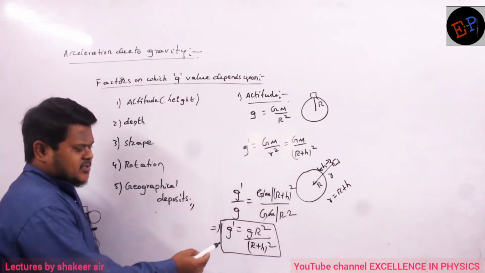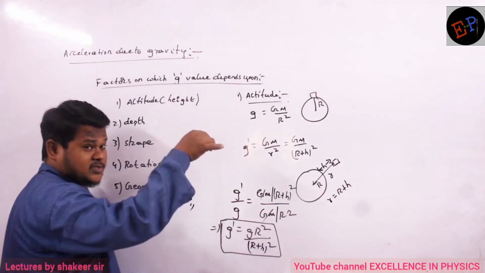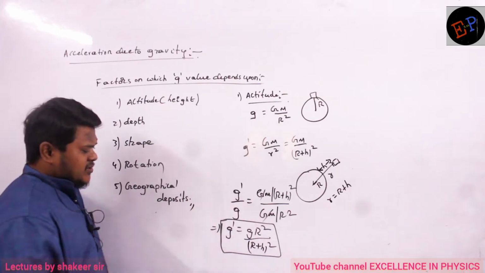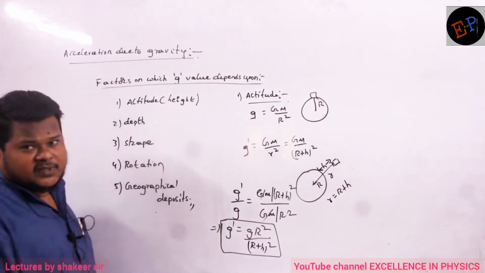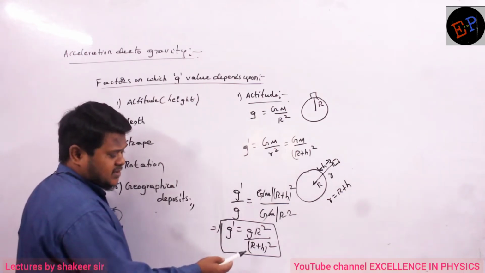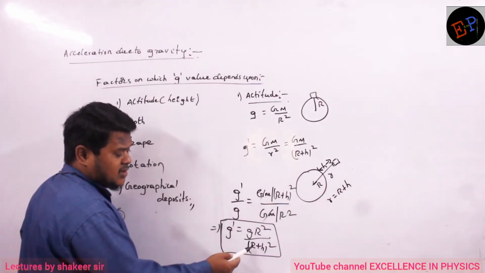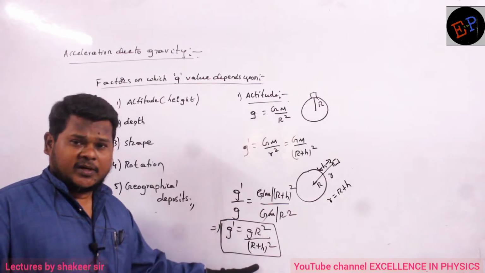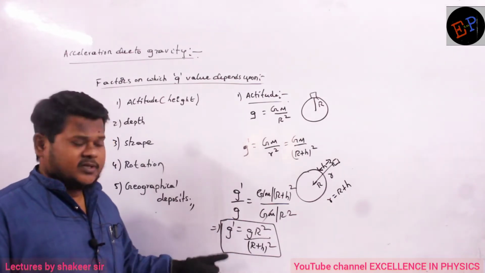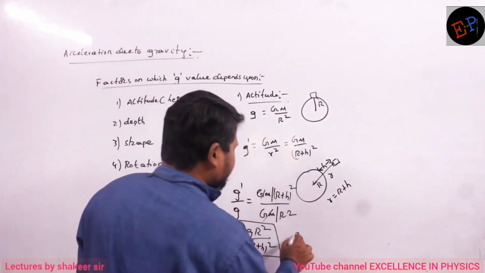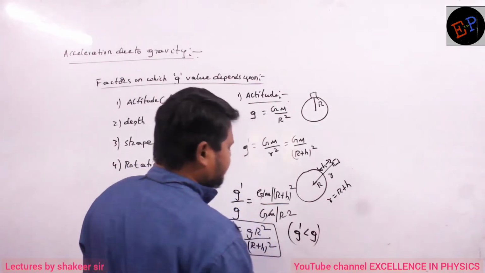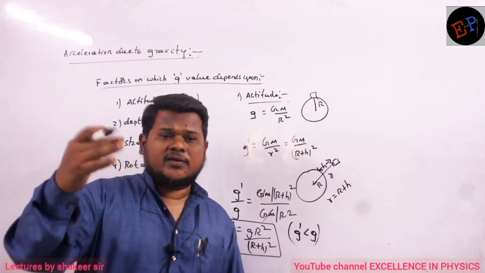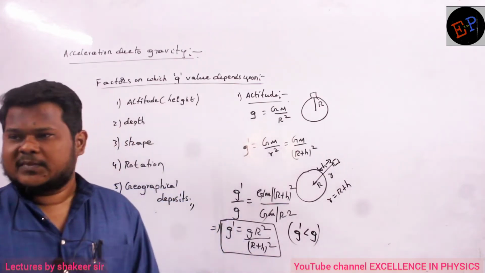So make a note of two things. What is g here? g means acceleration on the surface of Earth. g dash means acceleration at a particular height. So can you say whether g dash is bigger or g is bigger? Definitely g is bigger, because g dash is g into R square by (R plus H) whole square. The denominator is bigger when compared to R square. So automatically g dash value will be lesser. So I can say g dash is less than g. It means if you go above the surface of Earth, slowly g value reduces. Are you able to understand?